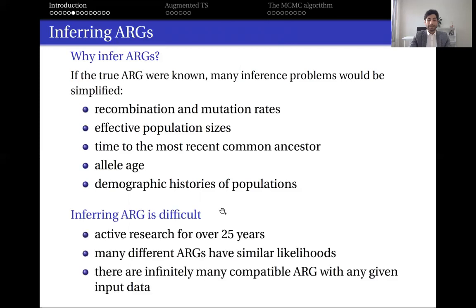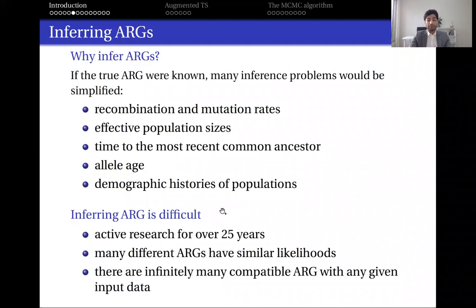But the problem is, it's very hard. It's difficult to infer the ARG. It's been active research for over 25 years. Even the history of using MCMC goes back to the early 2000s, about 20 years ago, and still we don't have an efficient MCMC algorithm that assumes the coalescent with recombination and infers the ARG.